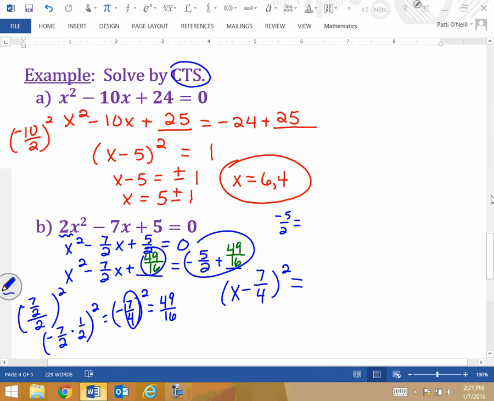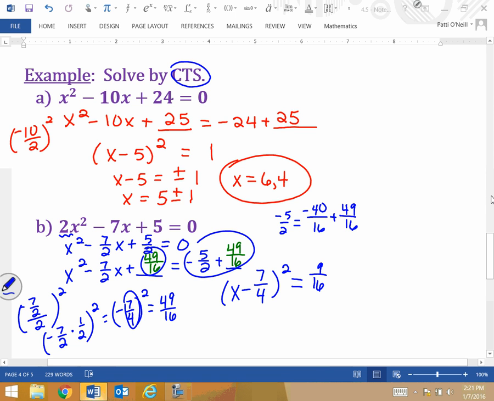negative 5 halves is the same as negative 40/16, and I'm adding 49/16 onto it, which will leave us with 9/16. So using the square root property, you can do that on your calculator if you don't want to do it longhand, but make sure you put it in fraction form, please.